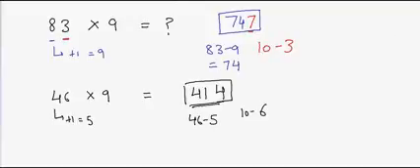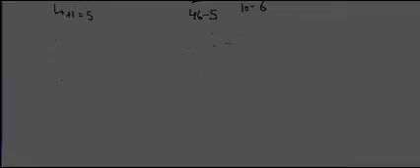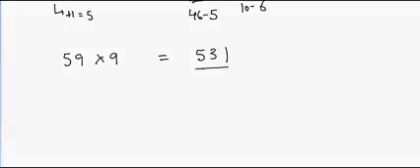Now let's try it faster for some other numbers. Suppose I have 59 and I want to multiply by 9. In that case, 10 minus 9 is 1. So first is 1, and then 5 plus 1 is 6. 6 minus 9... 59 minus 6 is 53, so 531. So that will be my answer. So you can see that I can do the calculation very fast.